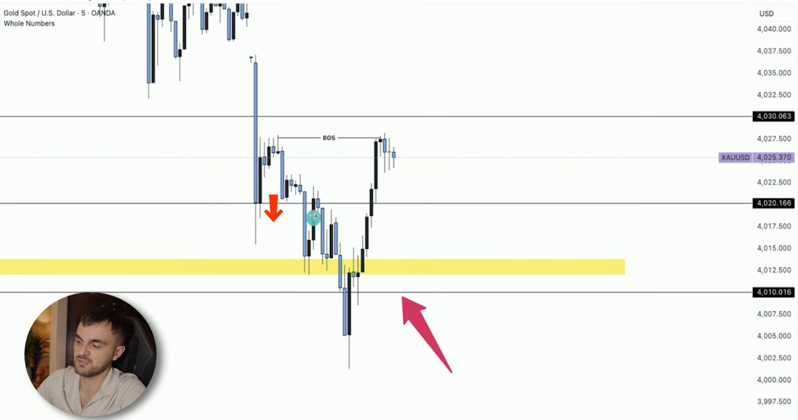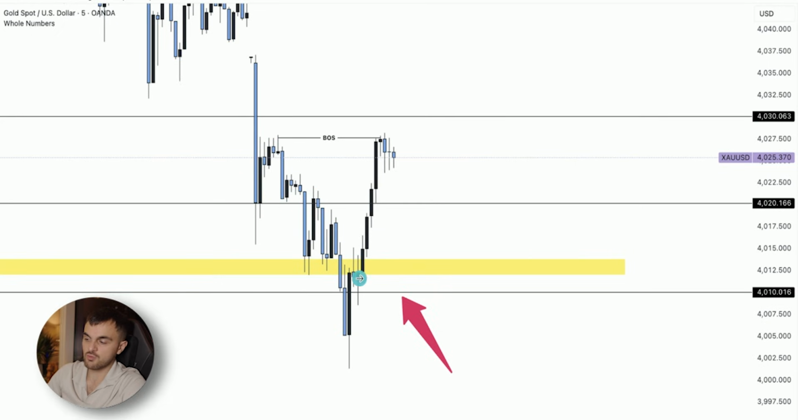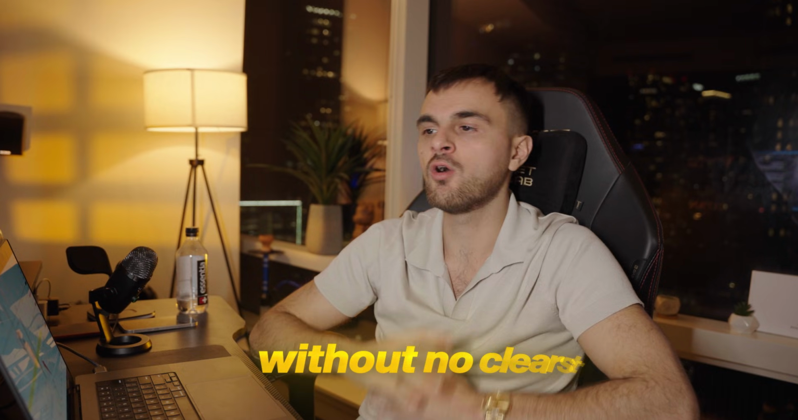Price is still going down, price is still going down, and then this movement shifts up. So this is some of the key stuff you want to wait for when it comes down to structure. And this is the thing that most traders don't have when it comes down to trading gold. They just jump in without any clear structure.